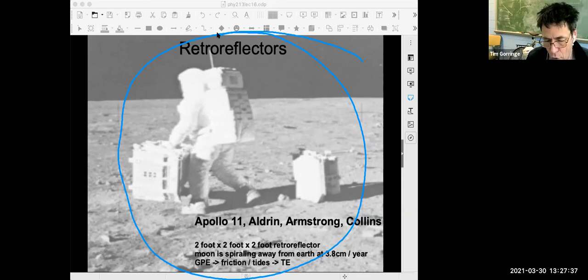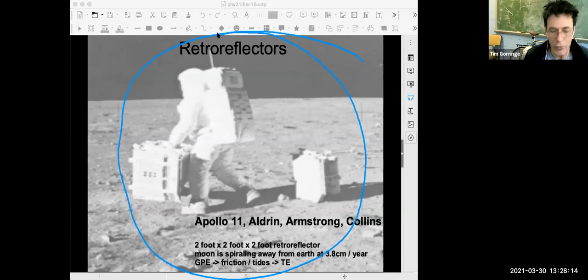These are called retroreflectors, and he left these retroreflectors on the moon. They're basically little boxes containing mirrors. And back here on Earth, since Neil Armstrong left his retroreflectors on the moon, we've been shooting laser beams at the retroreflectors and watching the reflections of the laser beams come back to Earth. And we've learned some interesting things by reflecting light off the retroreflectors on the moon.